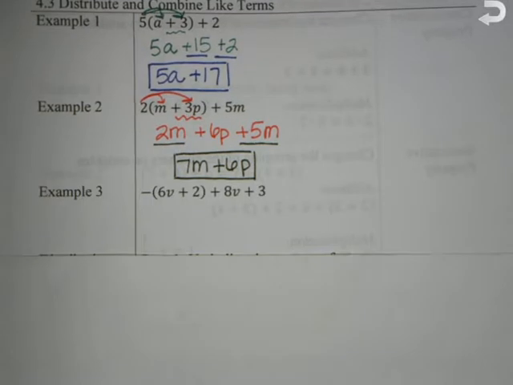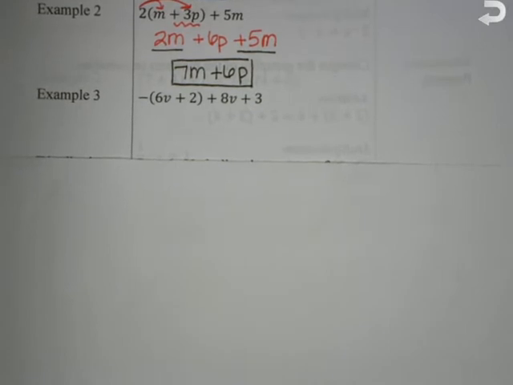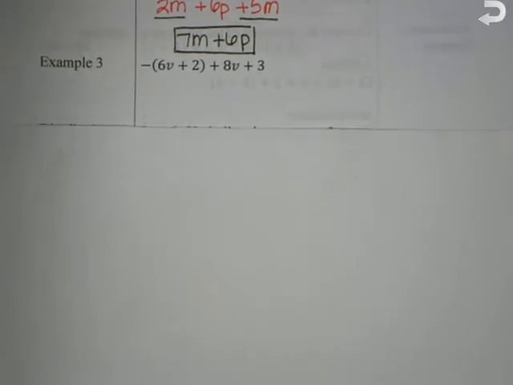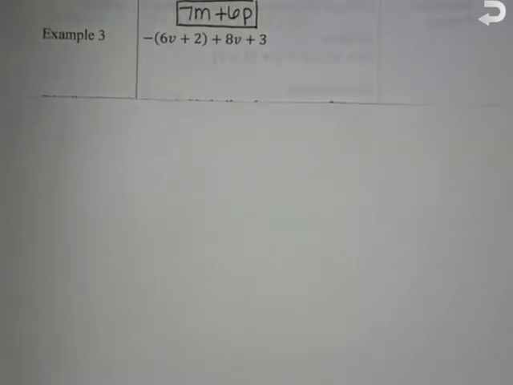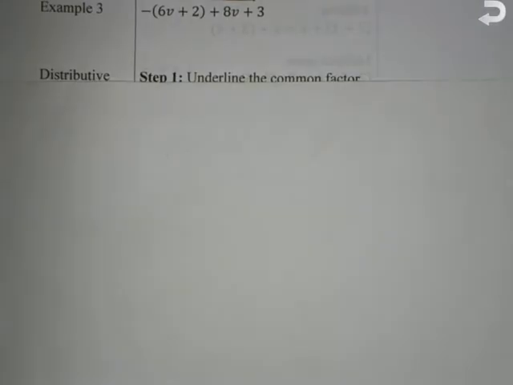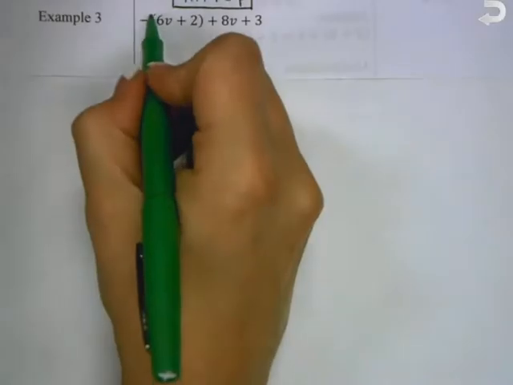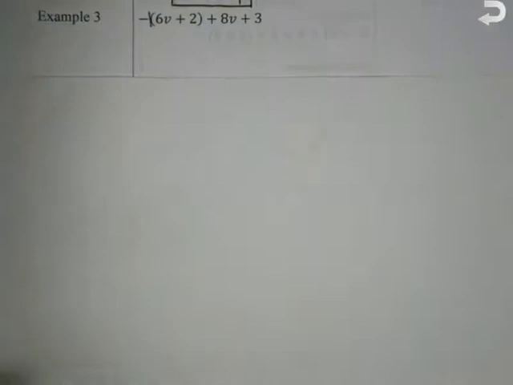Here's a little bit harder one. Example 3. Negative parentheses 6v plus 2 plus 8v plus 3. Now this one looks a little bit trickier. If I have negative a parentheses, what's there that I cannot see? An invisible 1. So what do I need to distribute into the parentheses?